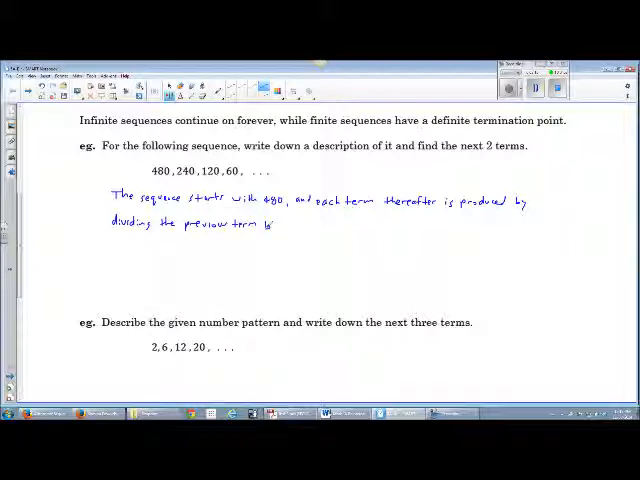by 2. I really need to learn how to write with this thing. This is ridiculous. Sorry about the writing. So we see that 480 is where it starts. We divide by 2 to get 240. We divide that by 2 to get 120. We again divide that by 2 to get 60. And then the next two terms are 30 and 15.